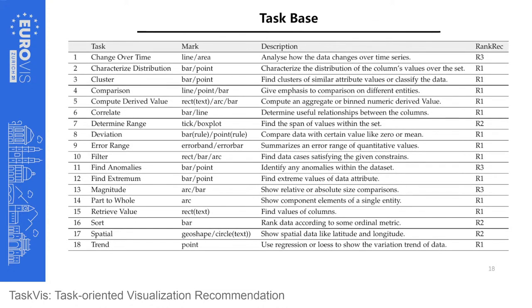On the base of the aforementioned materials, after deep discussion by multiple visualization scholars and graduate students, we summarized a task base with 18 classical low-level analysis tasks and the suitable chart types for each task. For example, as for the change over time task, line chart is the most suitable and area chart is the second.